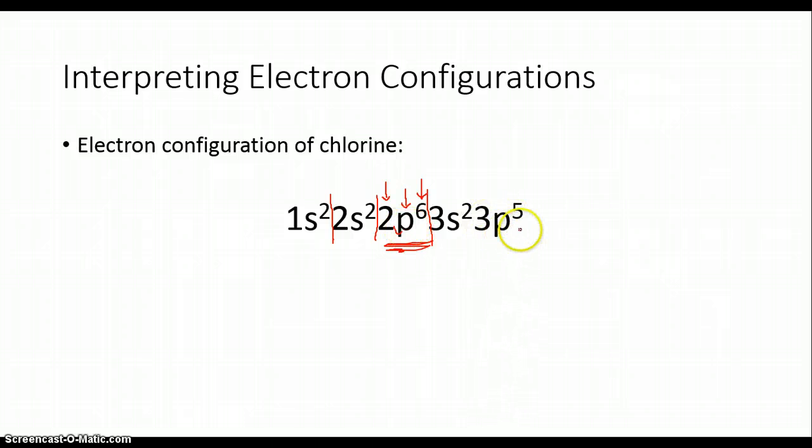Notice again the 3p5, that means I've assigned 5 electrons to my 3p set, and it's not going to be completely full. We're still missing 1 for this to be full. That's all I wanted you to do.